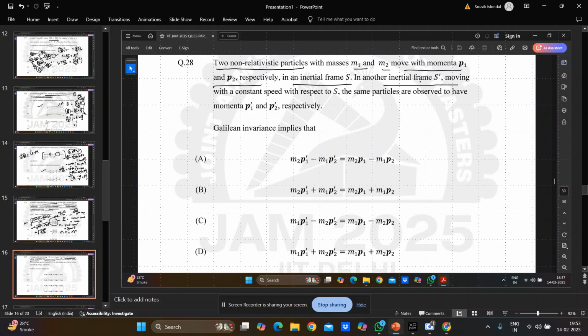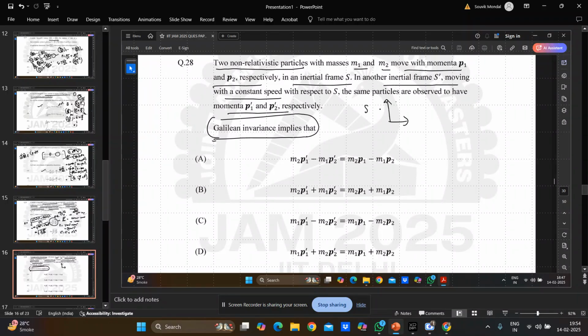Another inertial frame S prime moves with a constant speed with respect to S. Particles are observed to have p1 prime, p2 prime. So Galilean, they already mentioned. I don't see the line about Galilean invariance initially, but okay. If you are confused by S and S prime, you may think that special relativity will apply, but no. It is Galilean relativity.